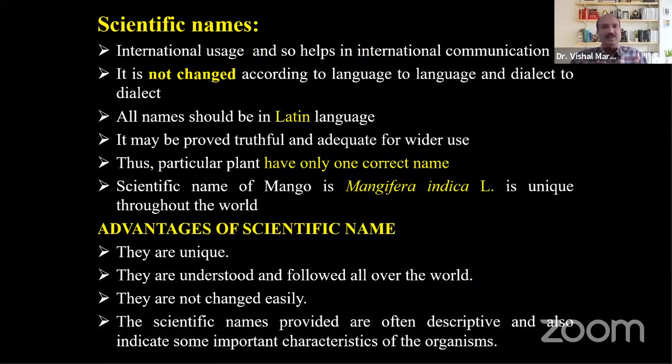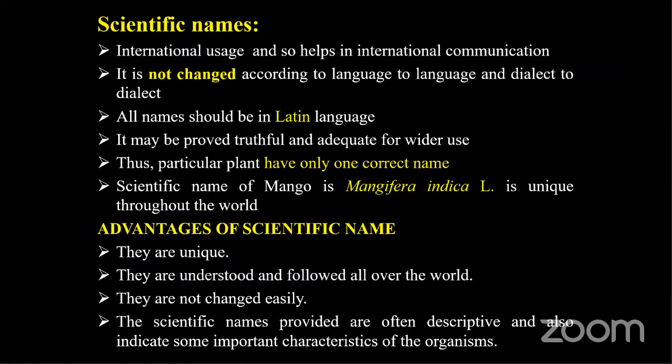So what exactly are scientific names? Scientific names have very wide usage because these names are a single name with international usage, and so they help in international communication. They do not change from language to language or dialect to dialect, because they are given in the Latin language, or they are Latinized, so that they are unique to the world. They prove truthful and adequate for wider use.